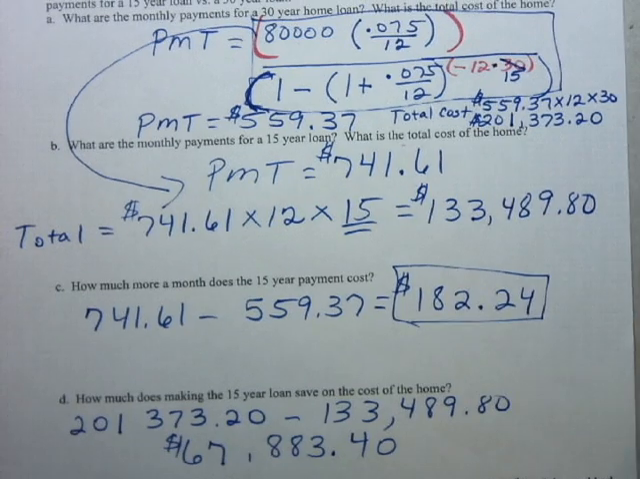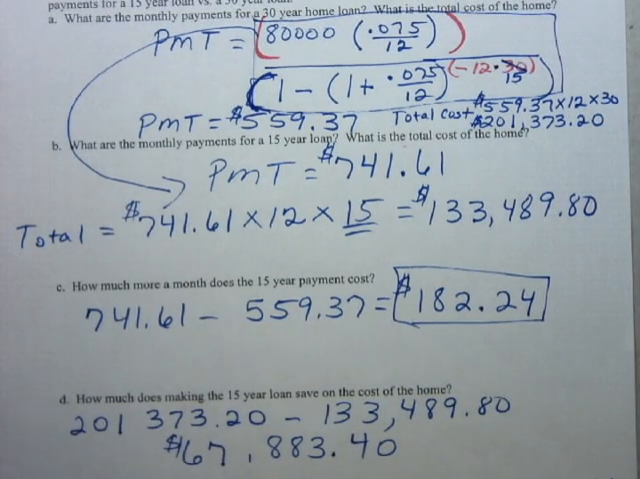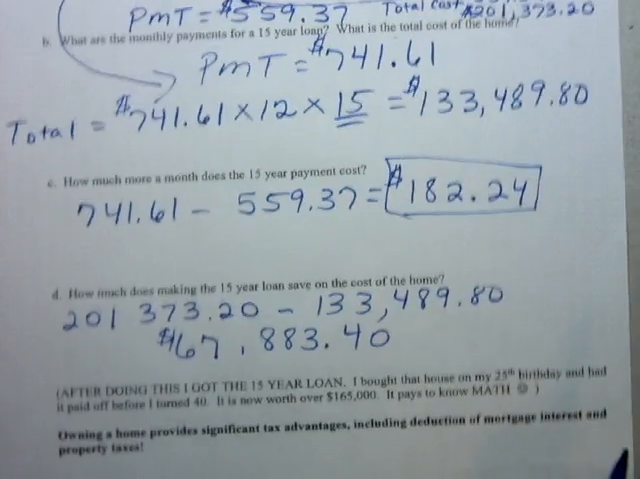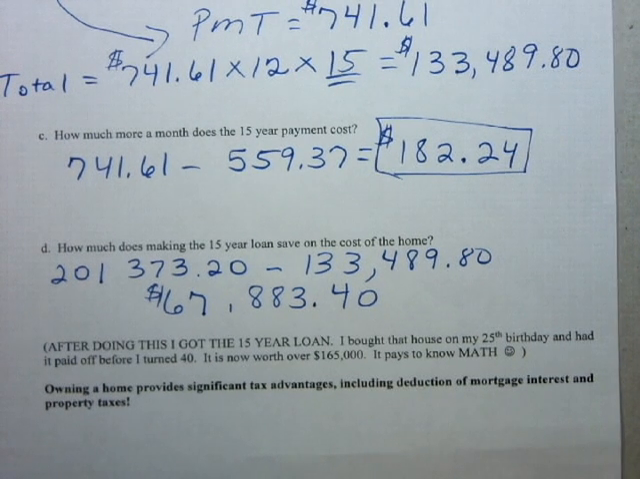Y'all, I went with the 15-year loan, and I do this in class with my students, so I'm going to read it to you. After doing this, I got the 15-year loan. I bought that house on my 25th birthday and had it paid off before I turned 40. Because actually, when I would get a little bit of extra money, I'd put like an extra couple of $100s towards the principal. And I did that at the beginning of my loan, so it saved me thousands of dollars. You want to do that too if you can.